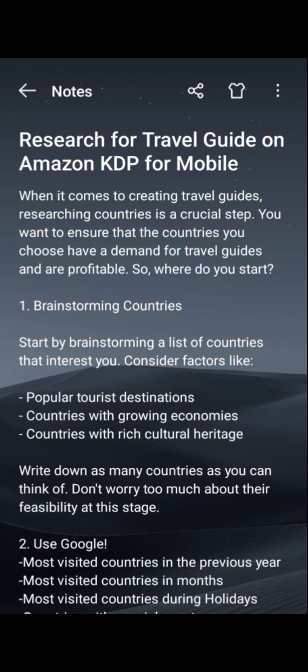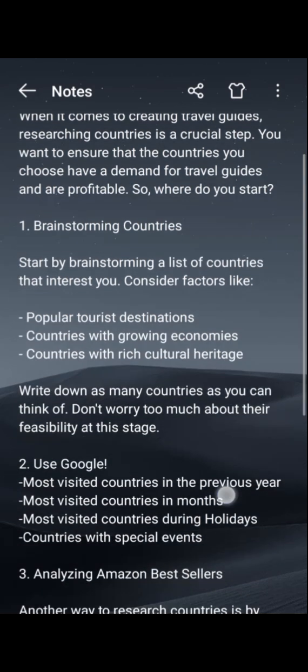So you write down as many countries as you can think of. Don't worry too much about their feasibility at this stage. Just write them down. That is what I usually do, especially when I'm finding it difficult to get countries to write on. Then the second one is to use Google. Most people neglect using Google. They look at Google as something very popular, so it's not really useful, especially for KDP publishers.